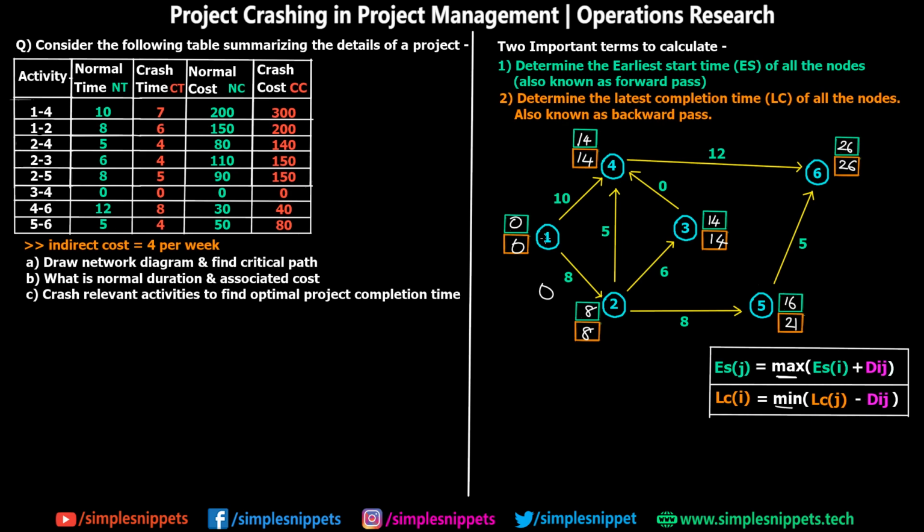And when you come from 4 to 1, it is 14 minus 10, which is 4. So obviously you're going to be selecting 0 because 0 is less than 4. So yeah, this is all the ES and LC values for all the nodes. And using this, we are going to be finding the critical path.